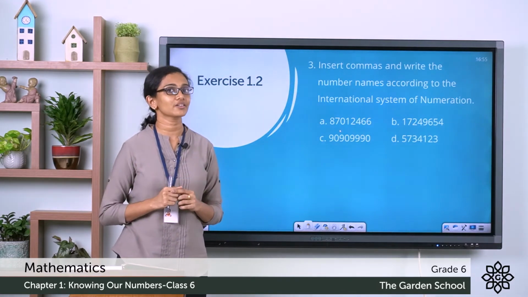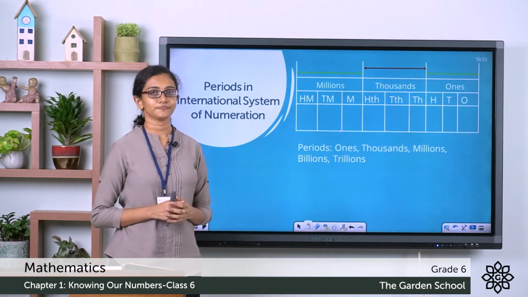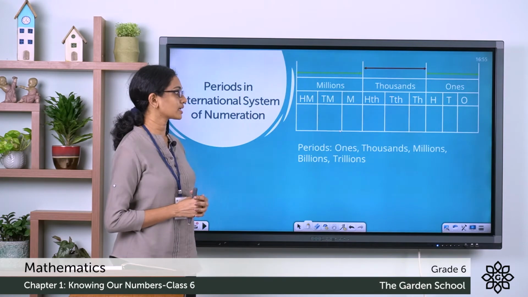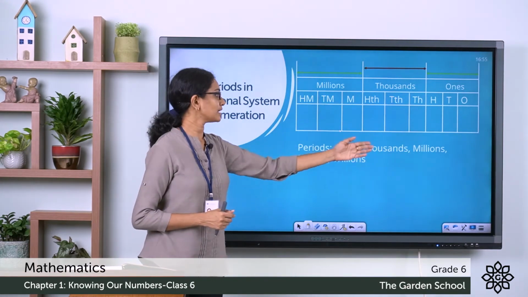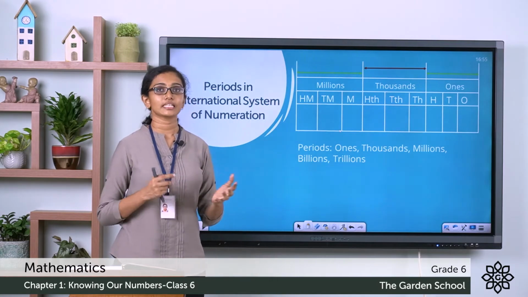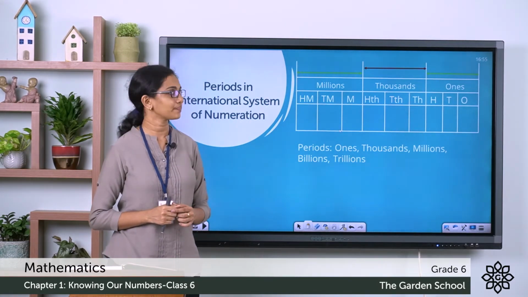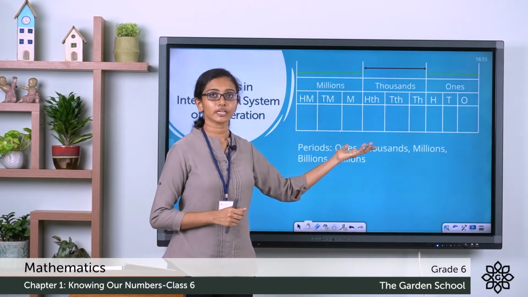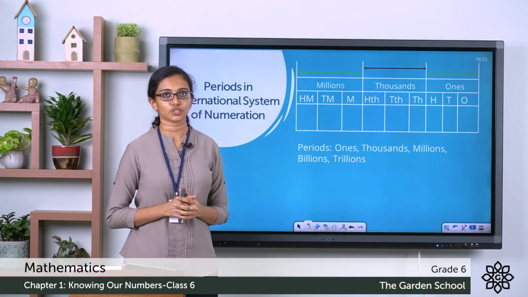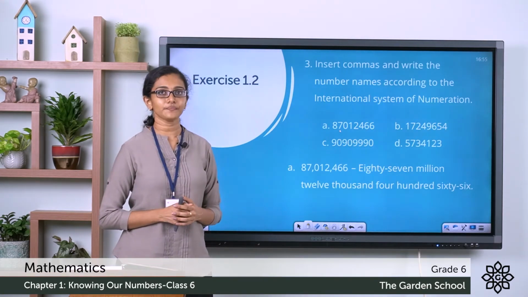So it will be a good idea to have a look at the place value chart belonging to that system. So here you have the place value chart, which are the periods in it. You have the ones, thousands, millions, billions and trillions in the place value chart that belongs to the International System of Numeration. Note that in this system, all the periods have got 3 places each. So let's have a look at the first question.